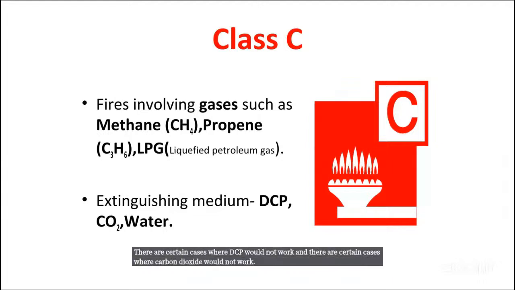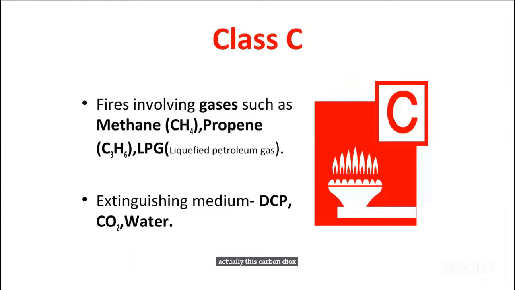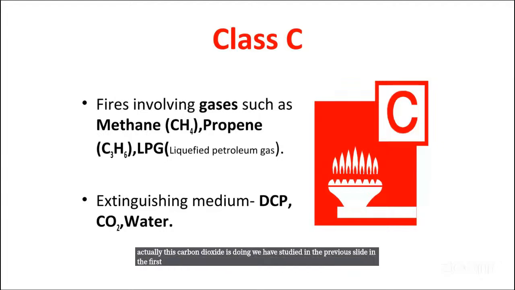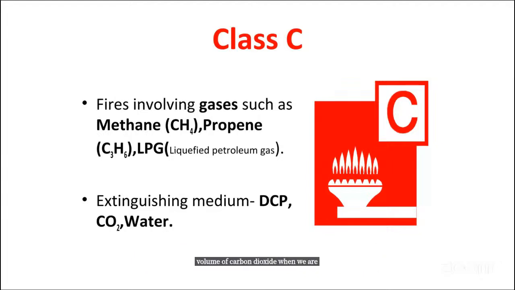What actually this carbon dioxide is doing, we have studied in the previous slide, in the first slide, कि oxygen से we are getting fire, है ना? Oxygen है, heat है, तो इन सब चीजों से we are getting the fire, all those three processes. So when we are increasing this volume of carbon dioxide, when we are pressurizing this, so our oxygen gets lower and हमारा fire gets lower.